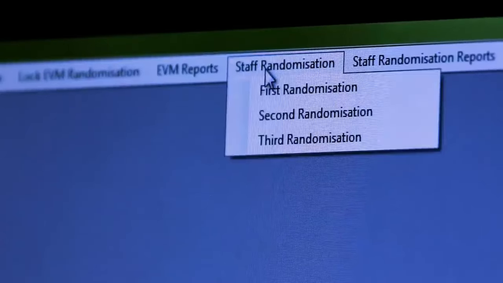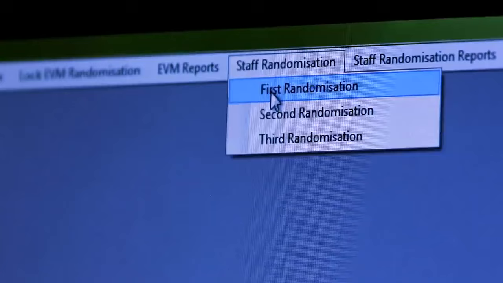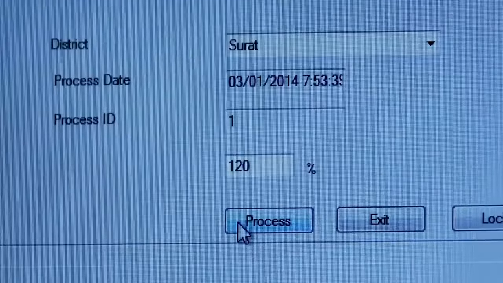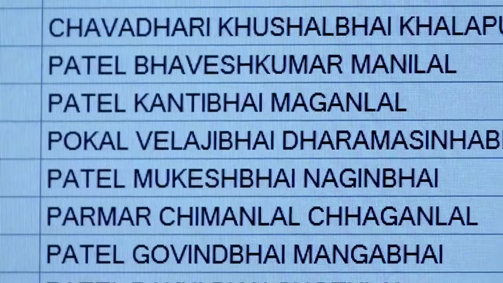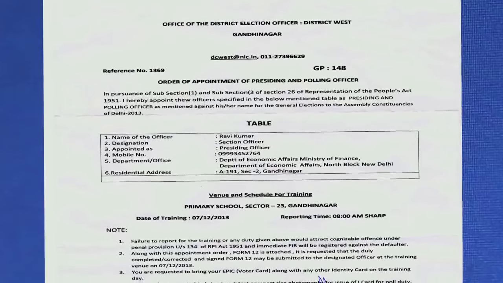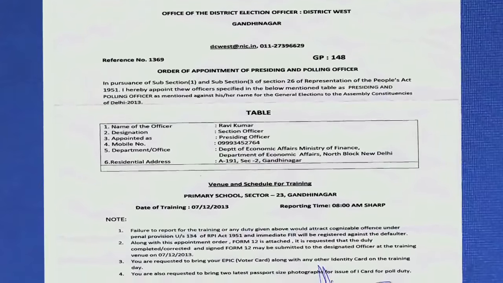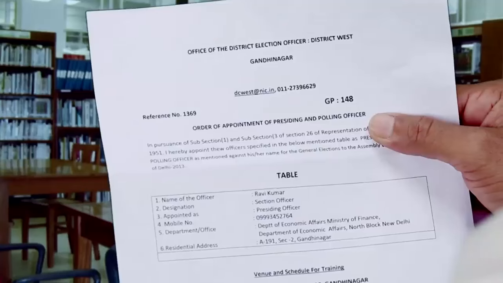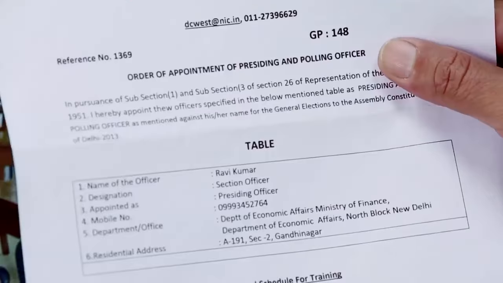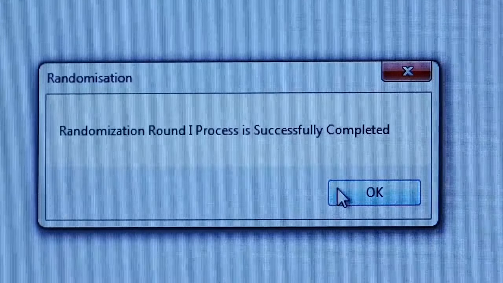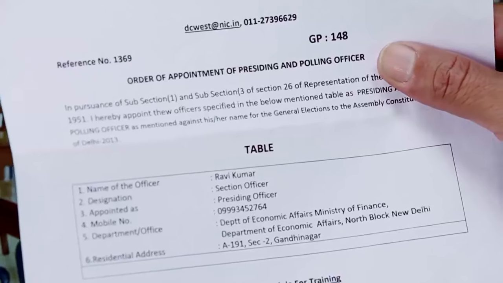Polling personnel are selected and deputed using the process of randomization. At the first stage, polling personnel get selected from a database of qualified people. The identity of the assembly constituency or AC is not disclosed, but the selected officer gets to know the venue and time of training and whether he is a polling officer, PO, or the presiding officer, PRO. This was the letter that Ravi got.